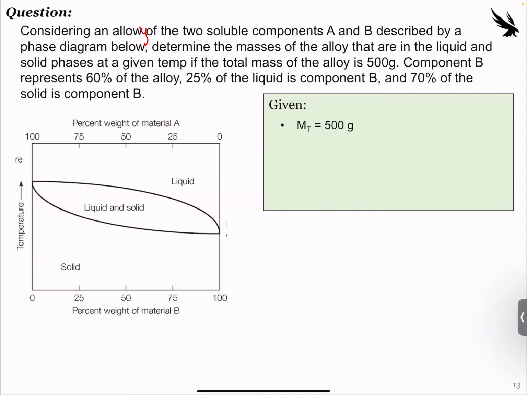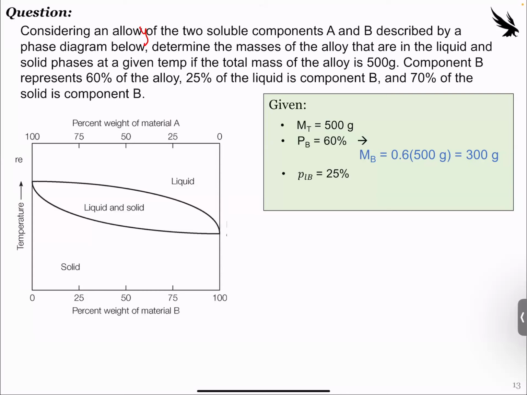So we're told that the total mass of our alloy is 500 grams. And we're told that the percentage of that mass that is B is 60%. So we could find the mass of B by multiplying 0.6 times 500. So we know that 300 grams of this total alloy is going to be material B, which means 200 is material A, right? 300 plus 200, it's only made of two things, A and B, so we could find it that way. But what we're given is everything in terms of B, so we'll just stick with B for now.